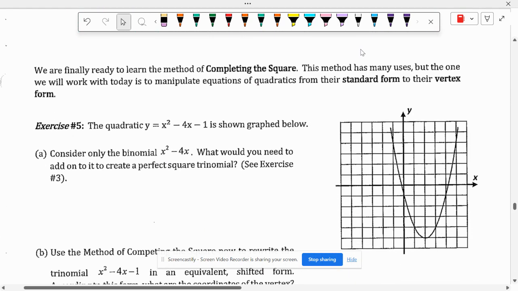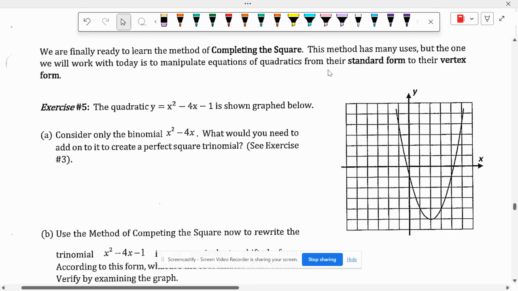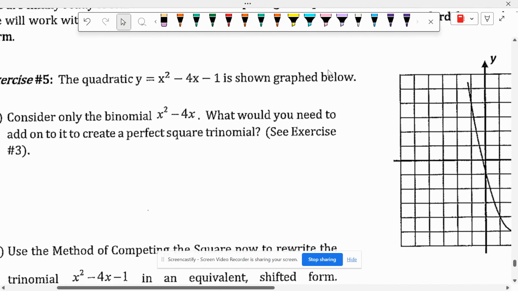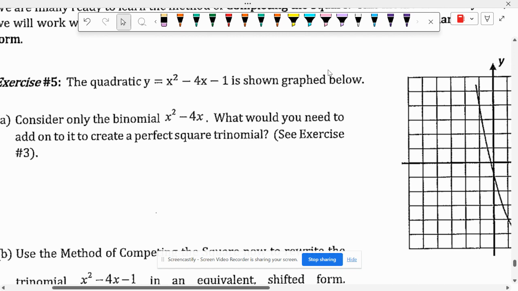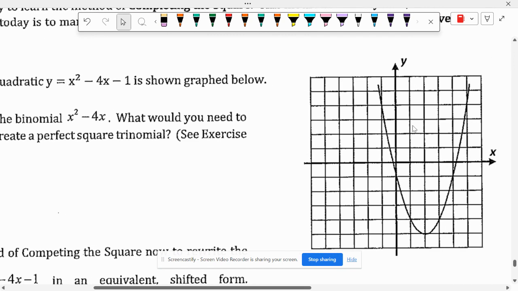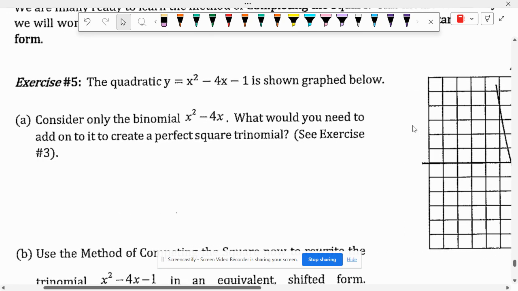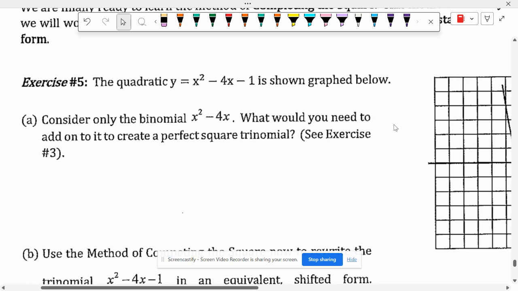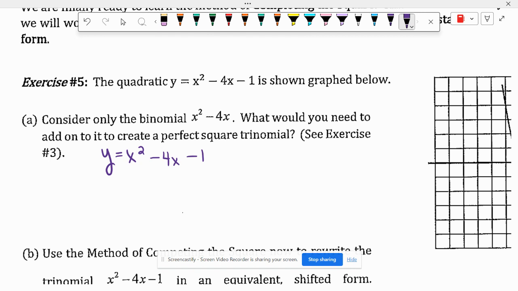Okay. All right. So we're ready to finally learn the method of completing the square. So this method has many uses, but really we just use it for vertex form. So the quadratic function that we have right now is x squared minus 4x minus 1. And that is shown in the graph right over here. We need to put it into vertex form, okay? So here's what I want you to start with. We have this equation, y equals x squared minus 4x minus 1.